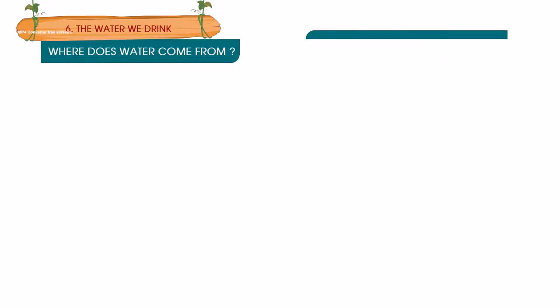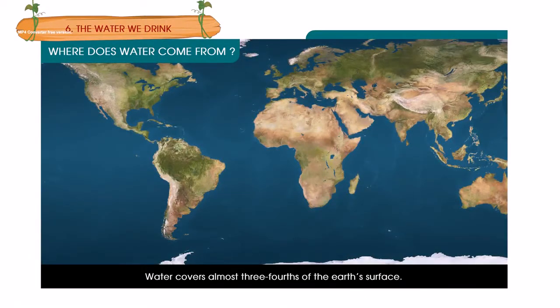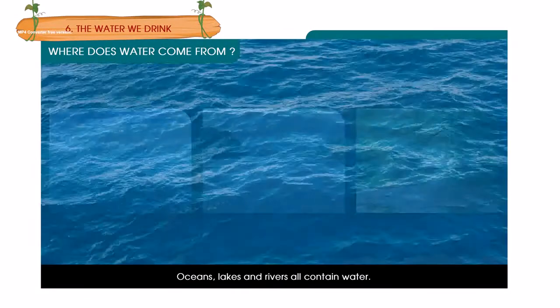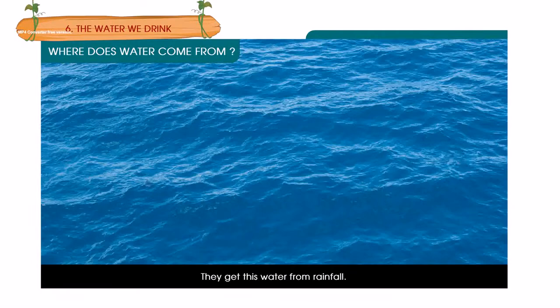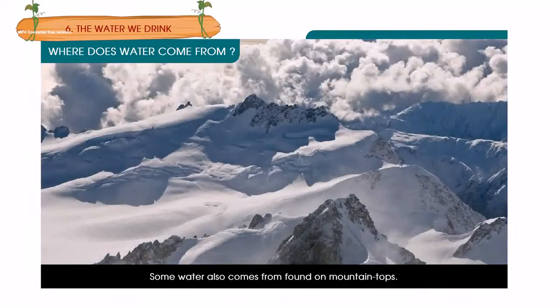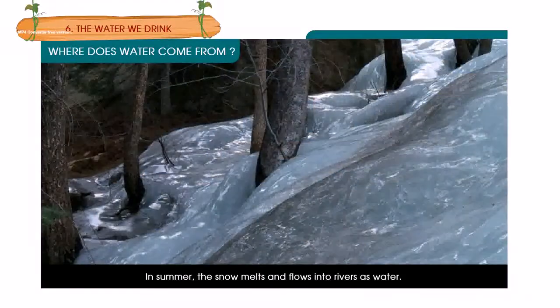Where does water come from? Water covers almost three-fourths of the earth's surface. Oceans, lakes, and rivers all contain water. They get this water from rainfall. Some water also comes from snow found on mountain tops. In summer, the snow melts and flows into rivers as water.